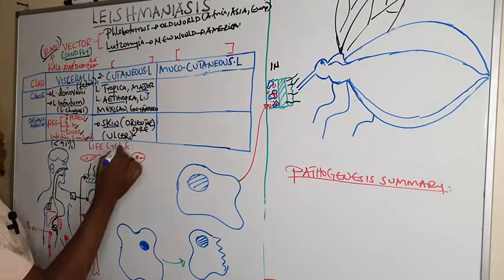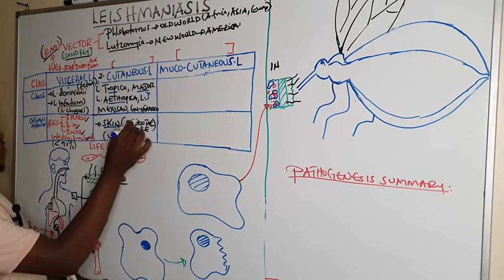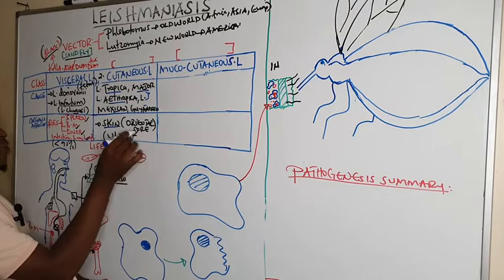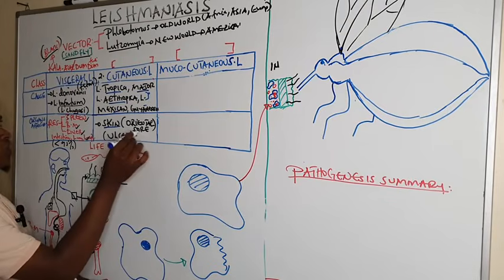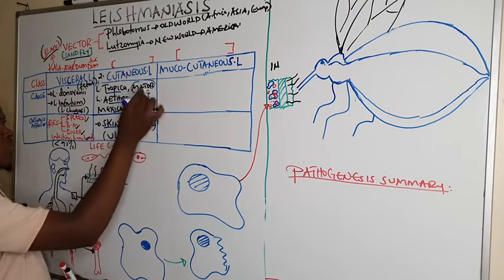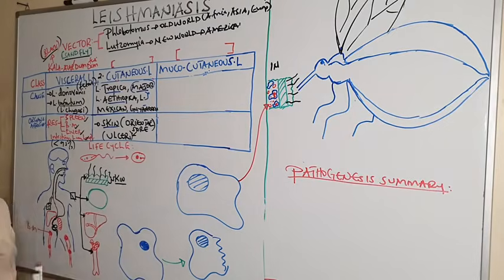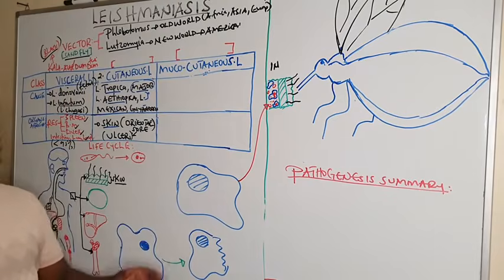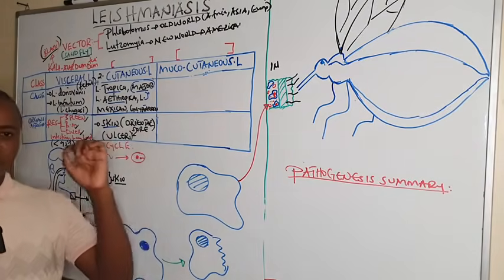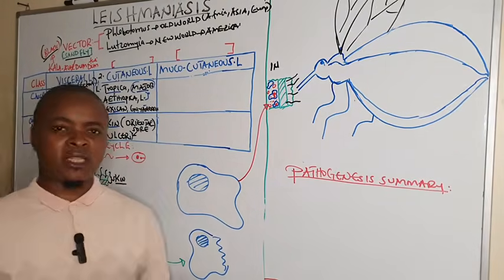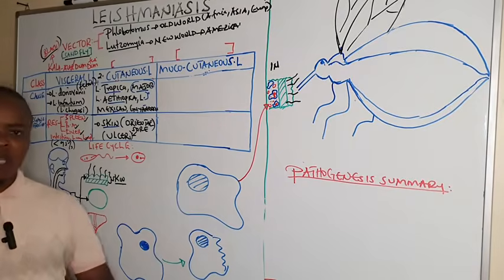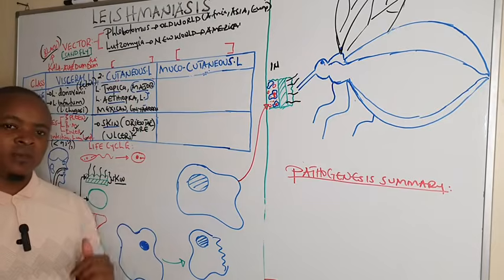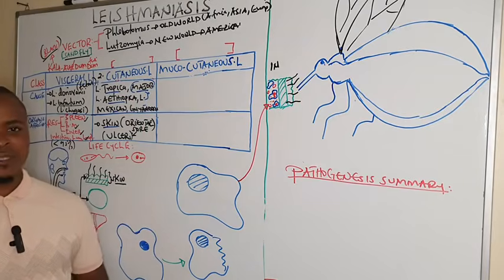If it is a dry oriental sore, it is caused by tropica, whereas wet oriental sores are due to Leishmania major. So in case they ask in the exam which of the following Leishmania species are responsible for causing dry oriental sore, that is Leishmania tropica, whereas for wet oriental sore, it is Leishmania major. That is what I want you to note.